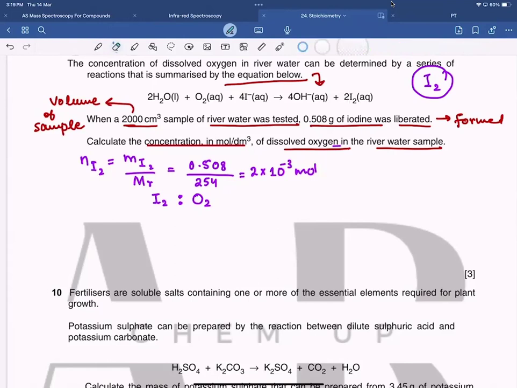So we will take the ratio between the given and the unknown. The unknown which we have to find is oxygen, right? If you take the ratio from the equation, how many moles of iodine are here, and how many moles of oxygen? 1. So the ratio is going to be 2:1. If I have 2 exponent minus 3 moles of iodine, then x moles of oxygen would be needed. If I calculate the value of x, I think you are going to get 1 exponent minus 3. So these are the moles of oxygen that we got. Is this clear?